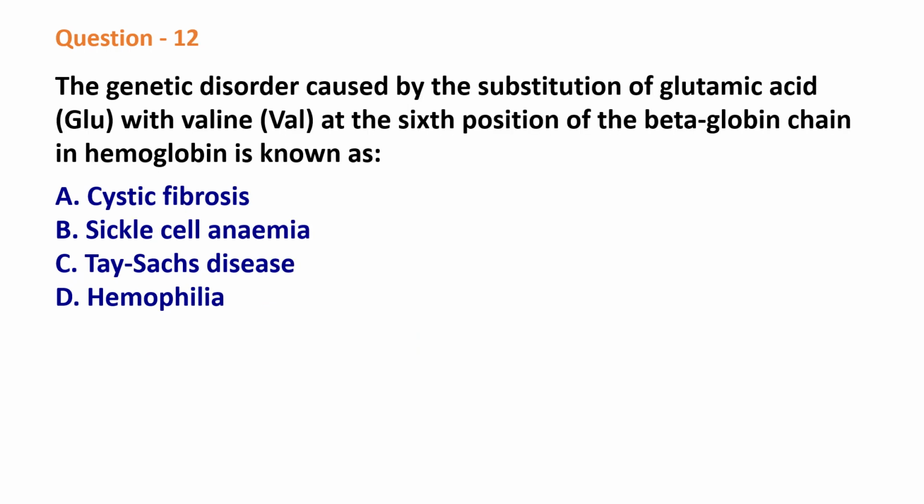Question 12. The genetic disorder caused by the substitution of glutamic acid with valine at the 6th position of beta globin chain in hemoglobin is known as cystic fibrosis, sickle cell anemia, Tay-Sachs disease, hemophilia. The correct answer is sickle cell anemia.